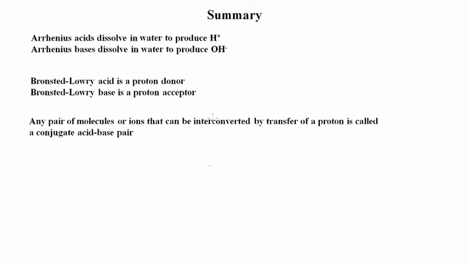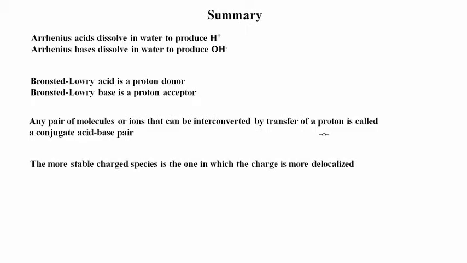Any pair of molecules or ions that can be interconverted by transfer of a proton is called a conjugate acid-base pair. Now, neutralization of an acid by a base is a proton transfer reaction in which the acid is transformed into its conjugate base and the base is transformed into its conjugate acid. And the more stable charged species is the one in which the charge is more delocalized.